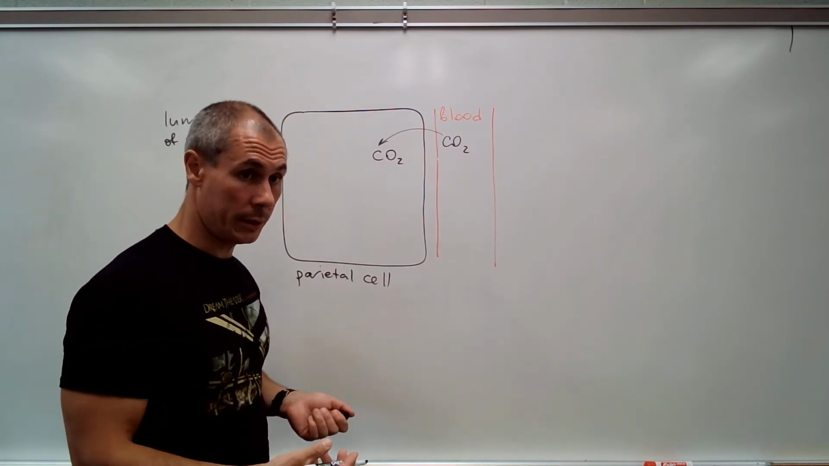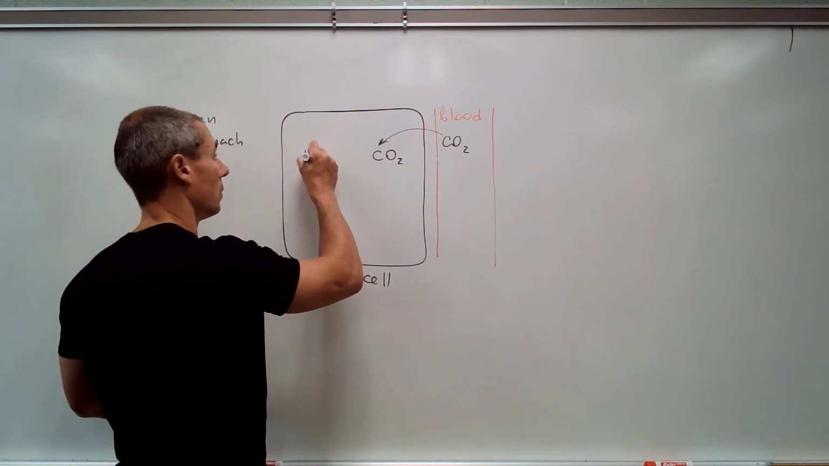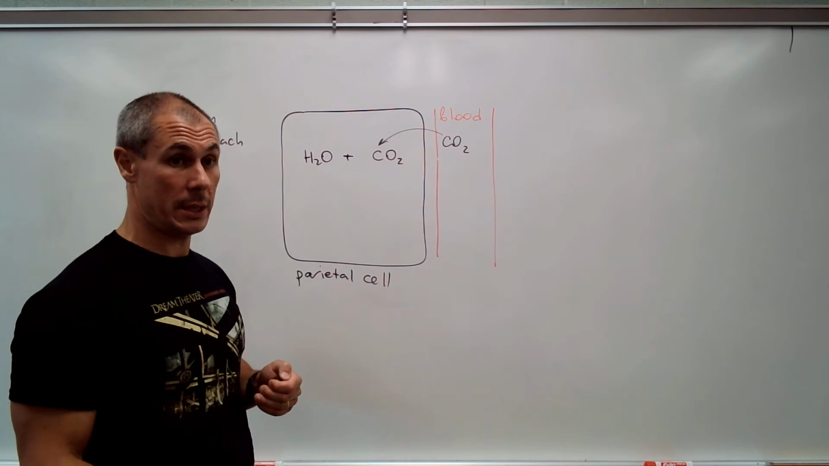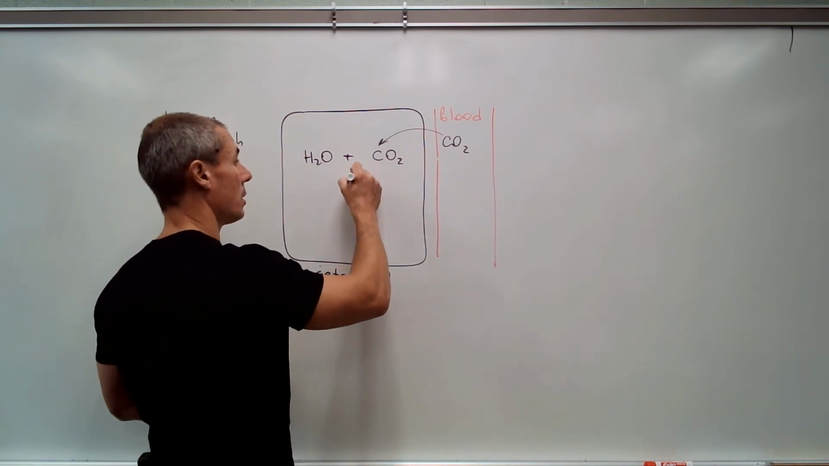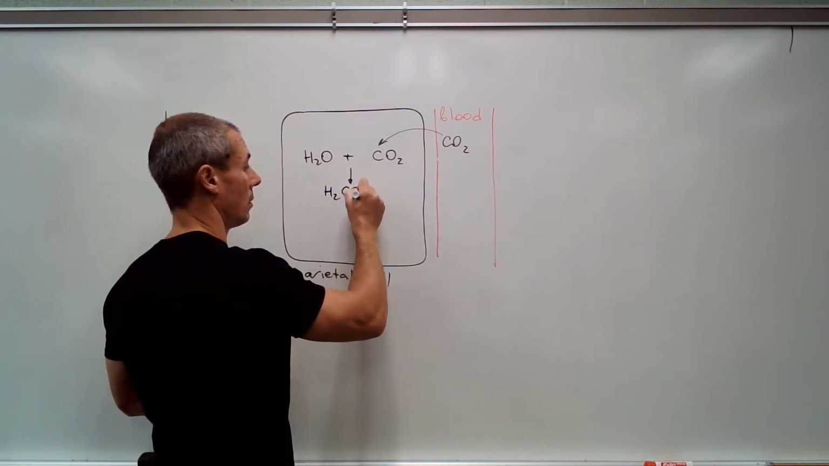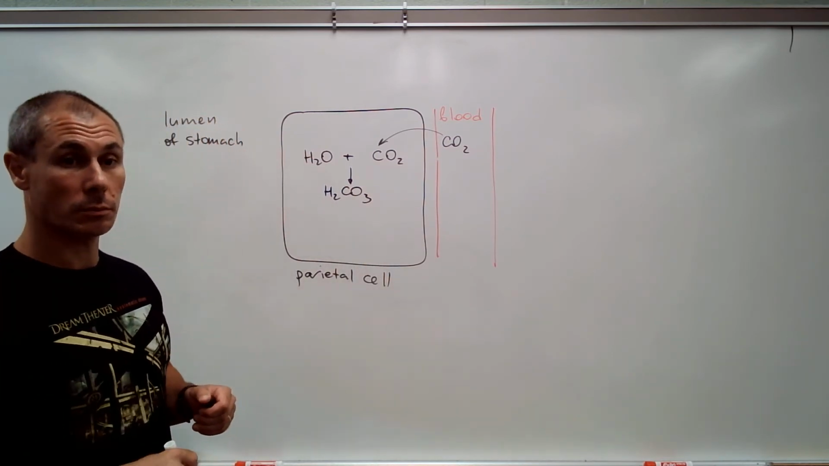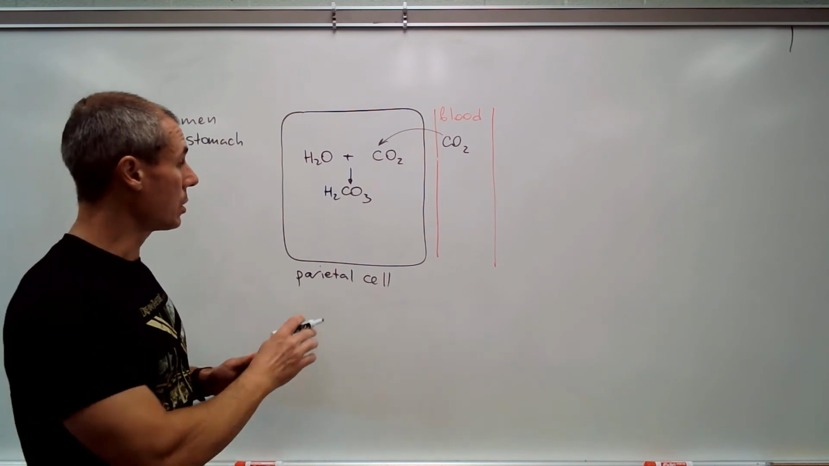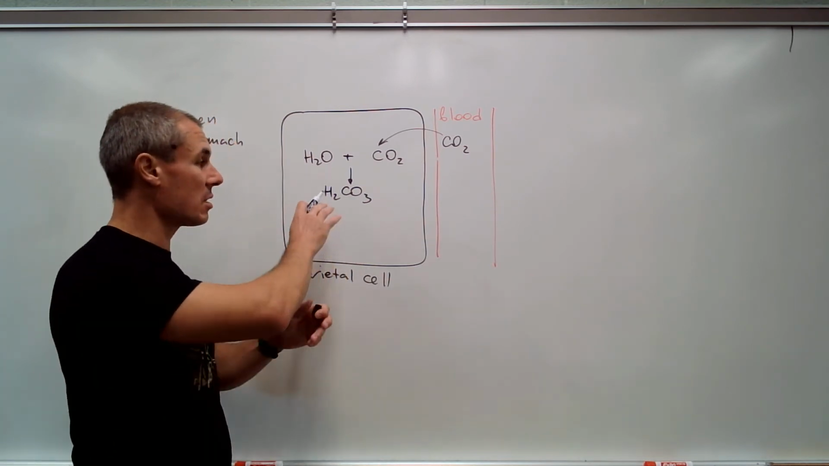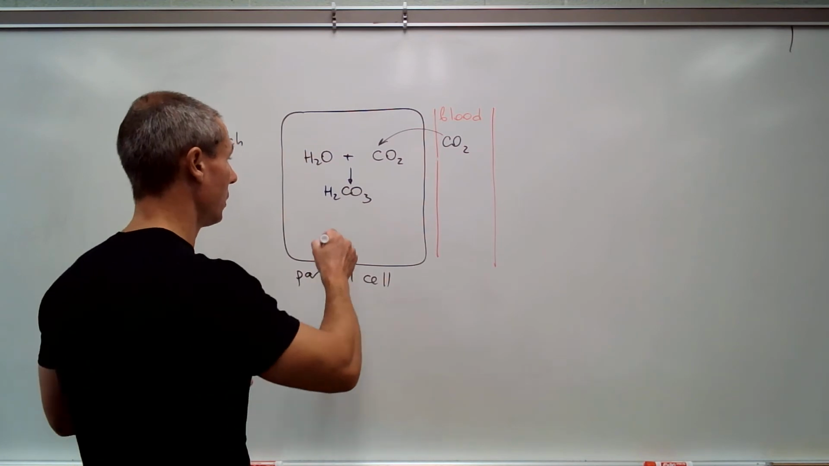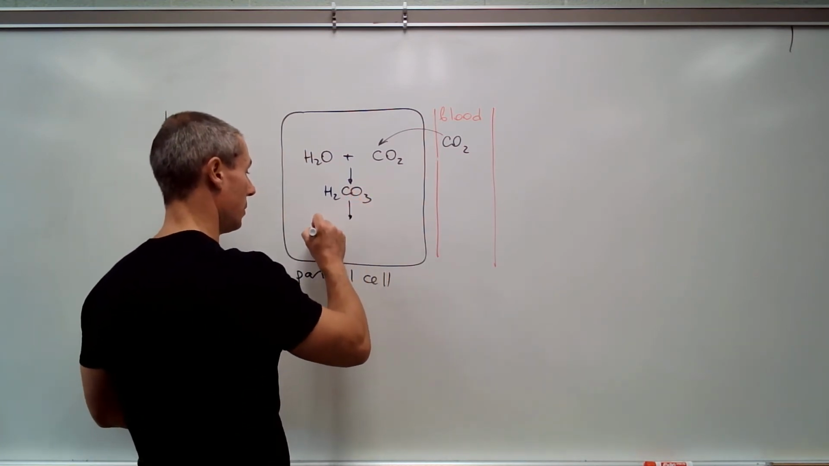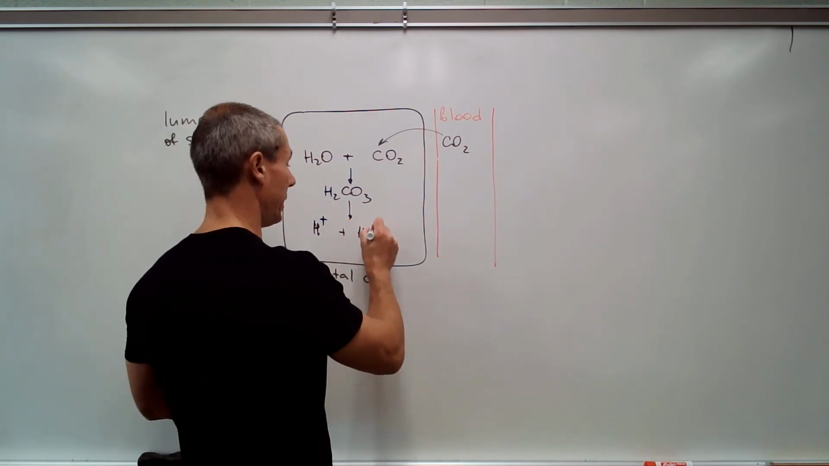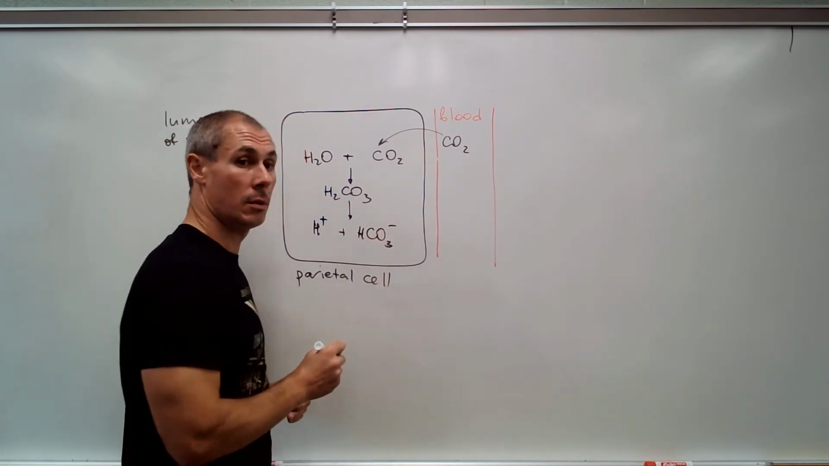The cytoplasm of a parietal cell is mostly water. So CO2 readily interacts with water, okay, producing carbonic acid. So this is a very unstable molecule, and it dissociates into a proton and bicarbonate, an ion.